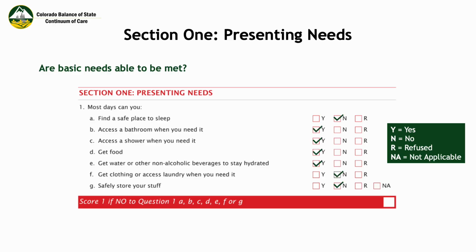You'll notice that the score says 1 point if there's a no response to any part of question 1A, 1B, 1C, 1D, 1E, 1F, or 1G. And in this response scenario that we made up, the individual said no to 1A, 1F, and 1G. Therefore, the score would be 1.